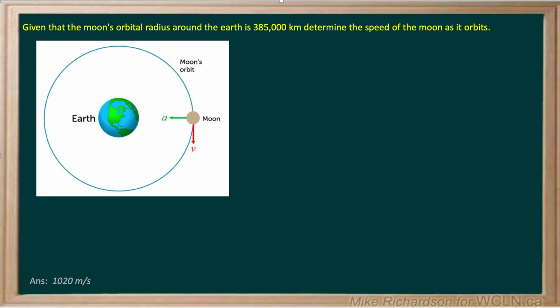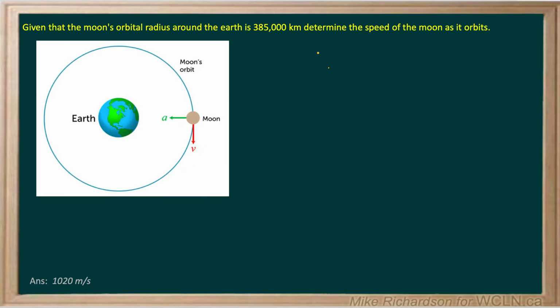Okay, here we have an orbit question where we've got the moon in orbit around the Earth at a distance of 385,000 kilometers, and we want to figure out what speed the moon must be traveling at. So you can see from the picture, we've got a tangential velocity as the moon moves around the Earth, and there must be some force preventing the moon from moving in a straight line.